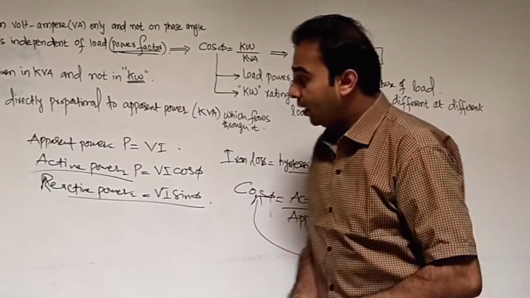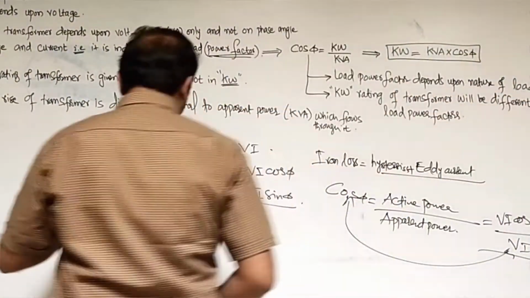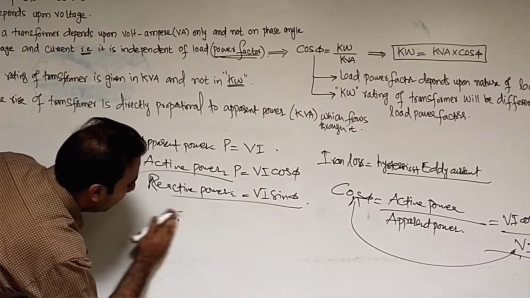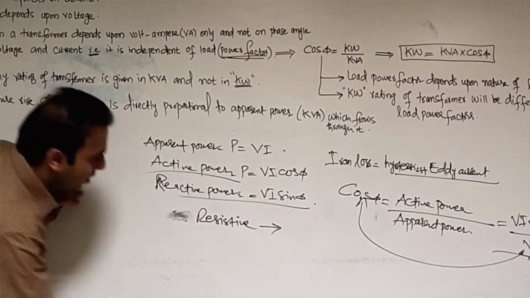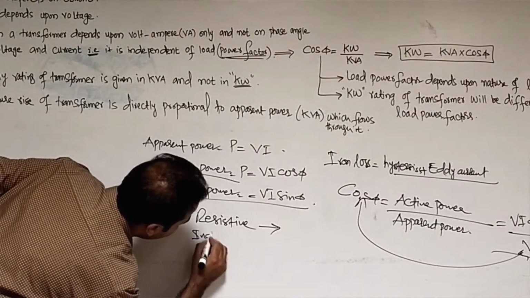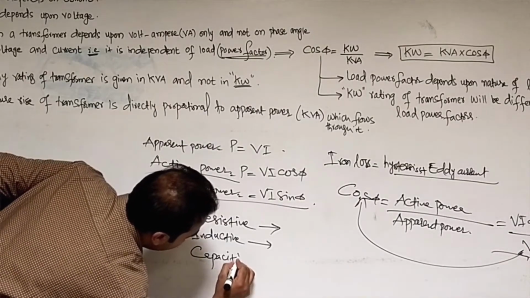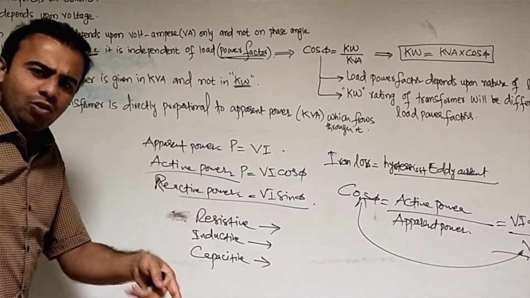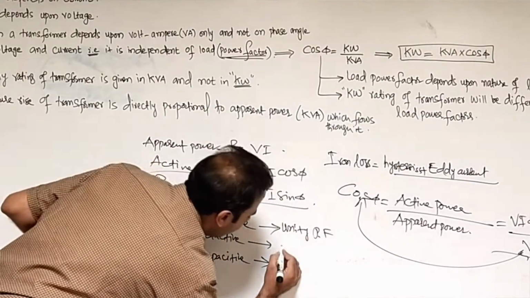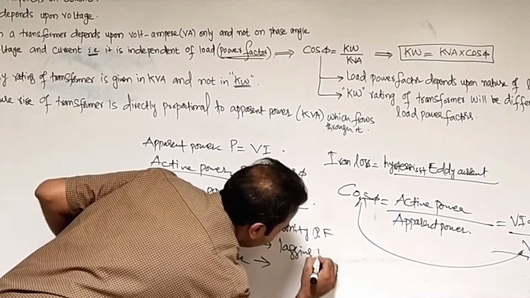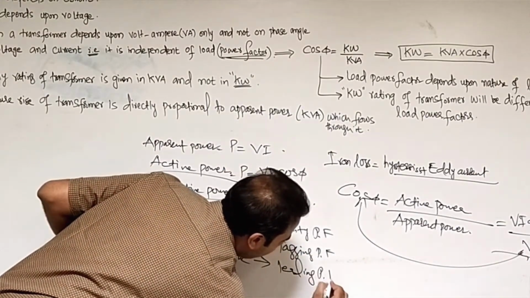Why? Because there are different types of loads that have different power factors. For example, there are three types of load in the power system: resistive, inductive, and lastly capacitive loads. Resistive loads show unity power factor, inductive loads have a lagging power factor, and capacitive loads have a leading power factor.